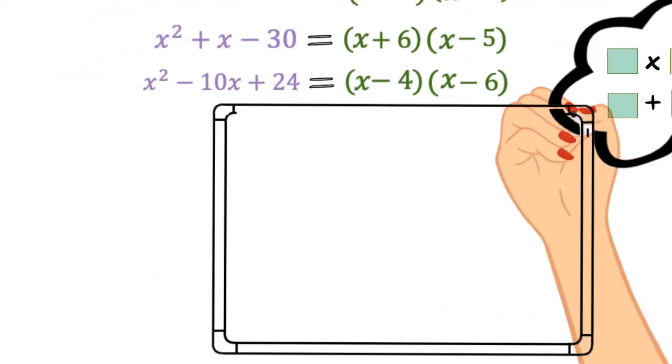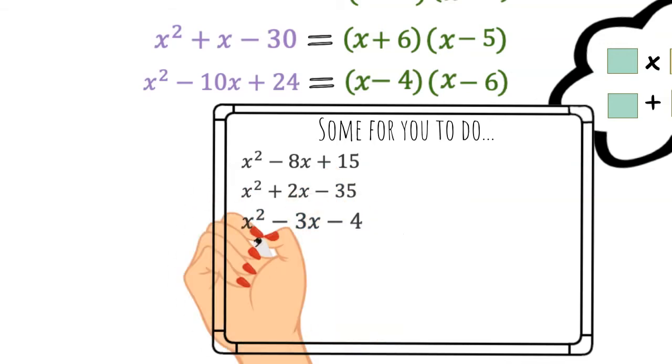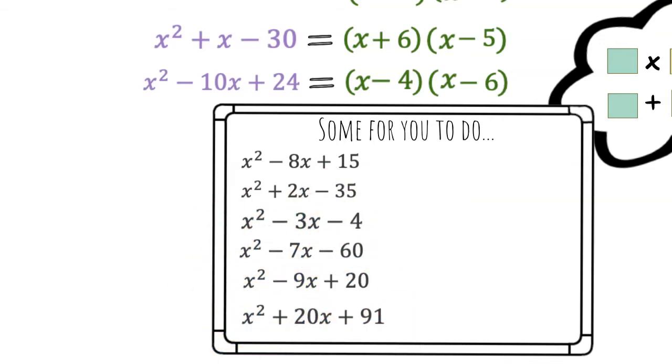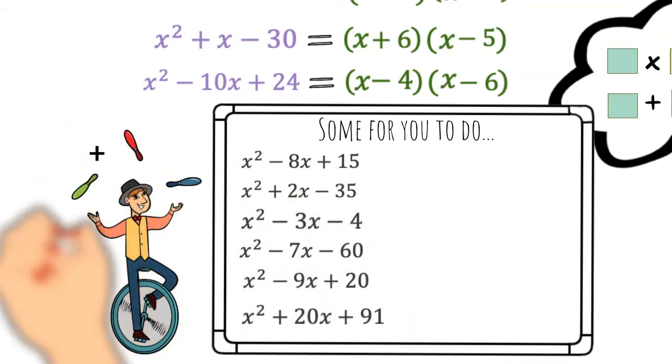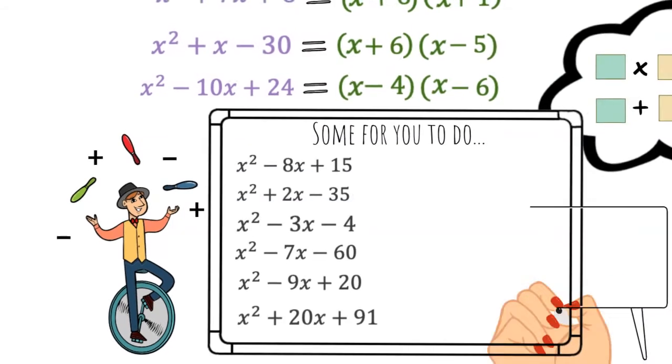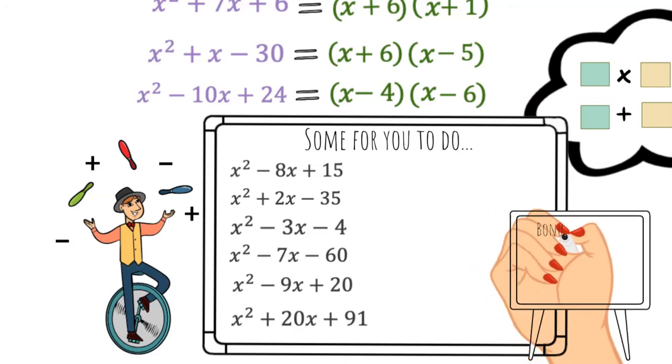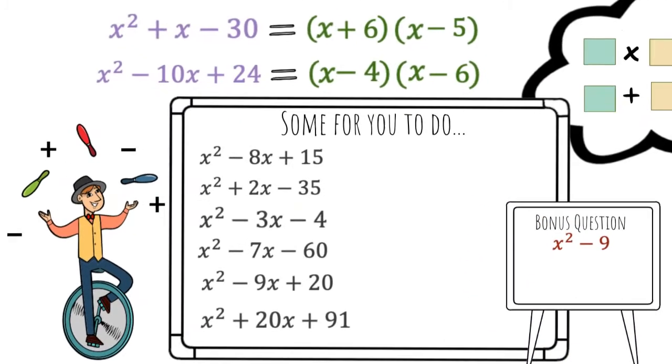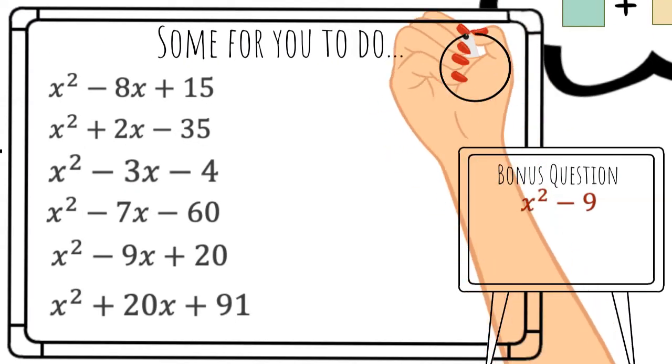I think it's time to give some for you to do. So please factorise the following quadratics and do not juggle with your positive and negative signs hoping to grab the correct one. Take the extra few seconds to make sure you have the right sign in those brackets. And for those of you who like a challenge, here's a bonus question for you. Pause the video here to have a go.